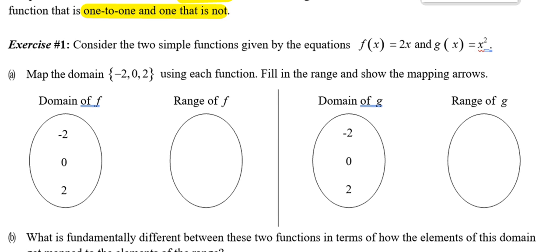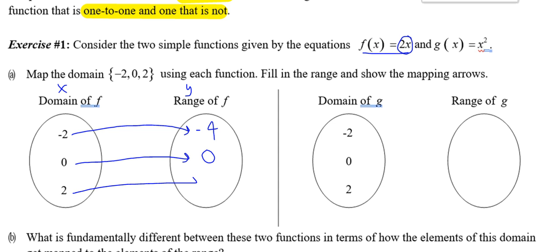Okay, so for this first one, I'm going to use the function f of x equals 2x. If we talk about the domain being x and our range being y, if I plug in -2 into this function, my output value is going to be -4. So -2 times 2 gives me -4. If I plug in 0, that gives me 0. And if I plug in 2, that gives me 4.